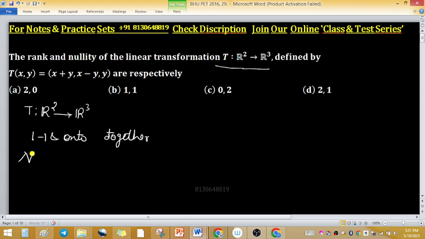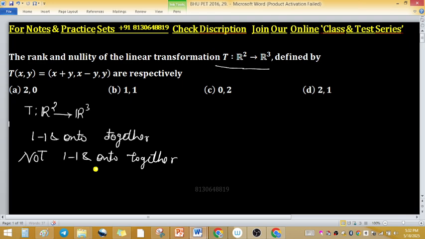or not, otherwise not 1-1 and onto together. If this linear transformation is 1-1, then obviously this will be onto. If this linear transformation is not 1-1 or not onto, then the other one will also not be true.